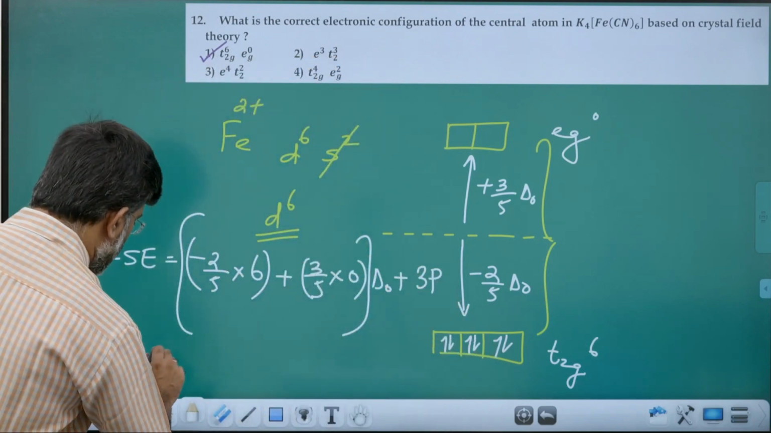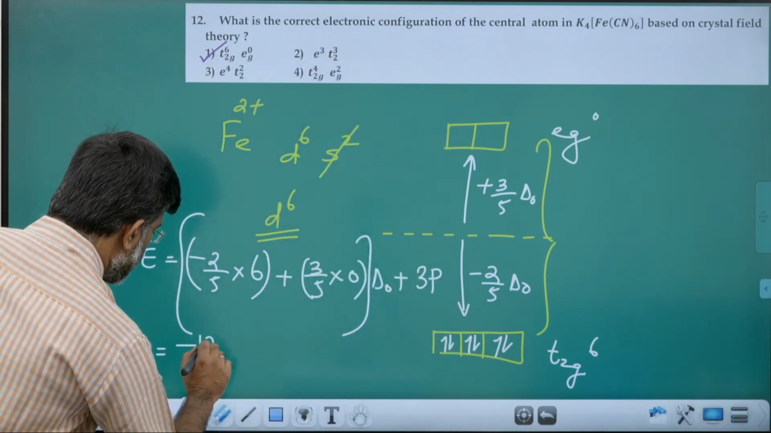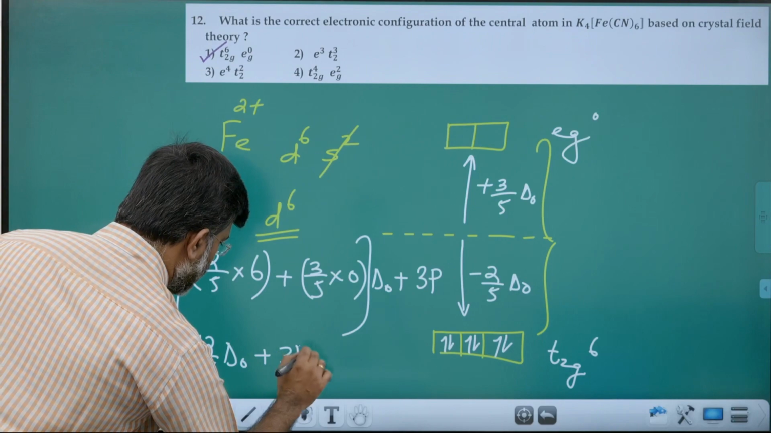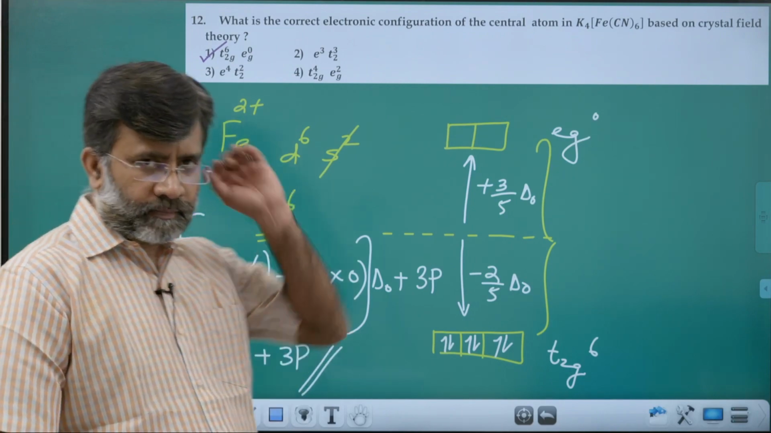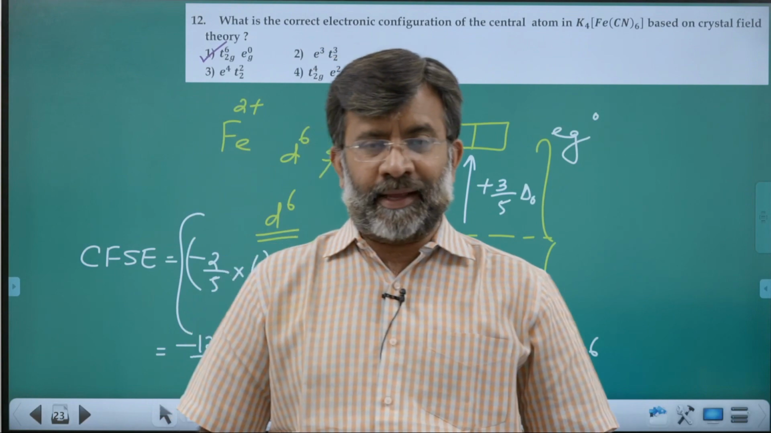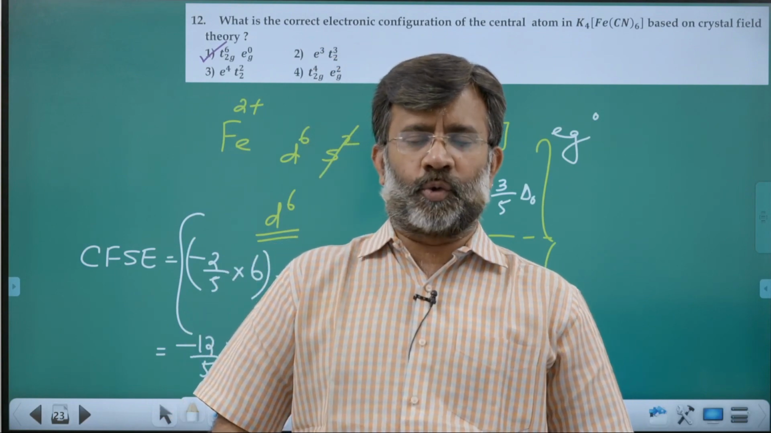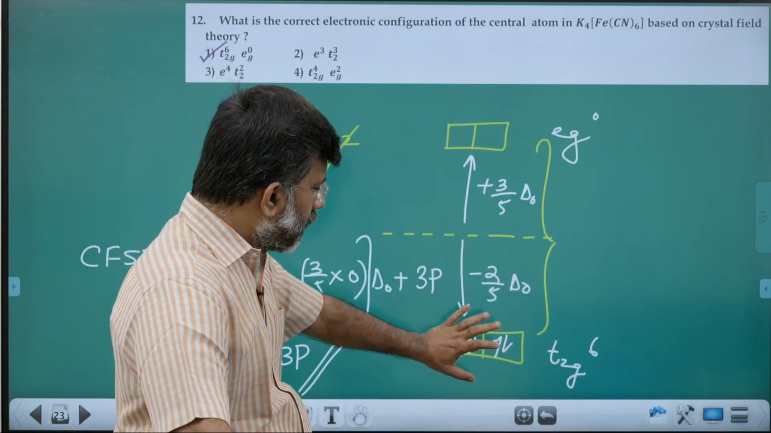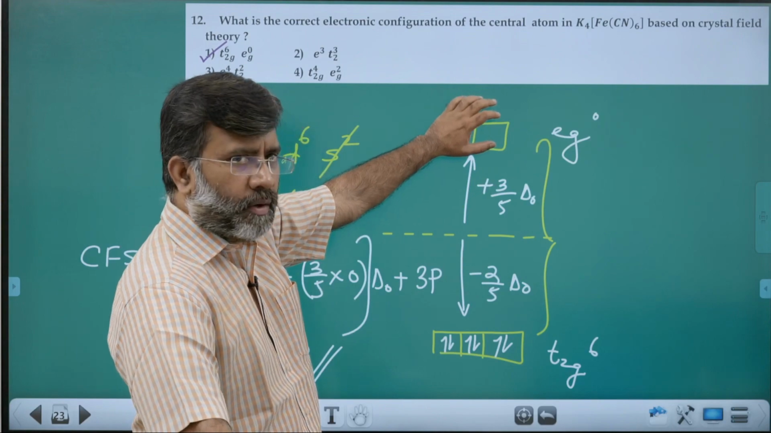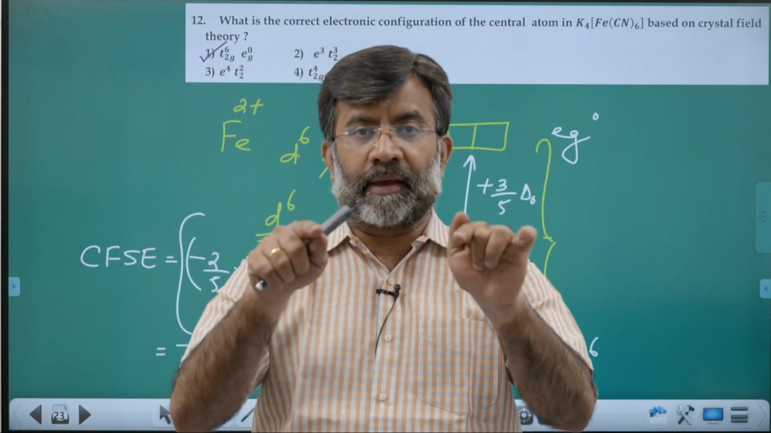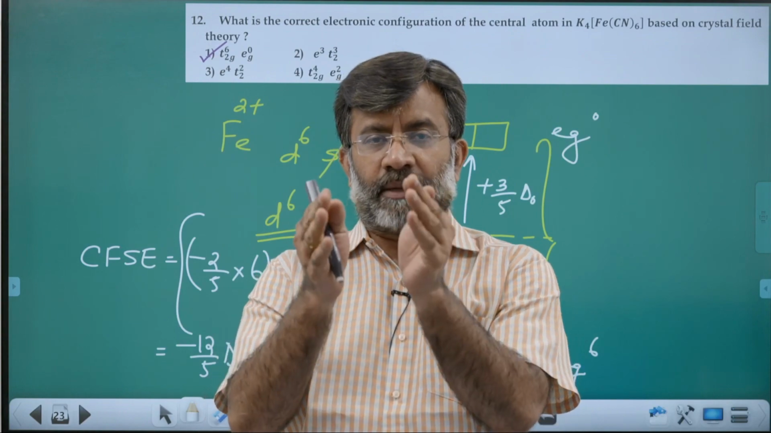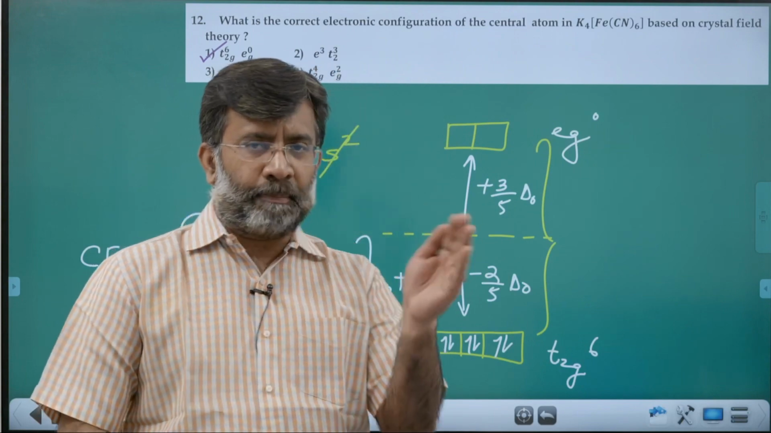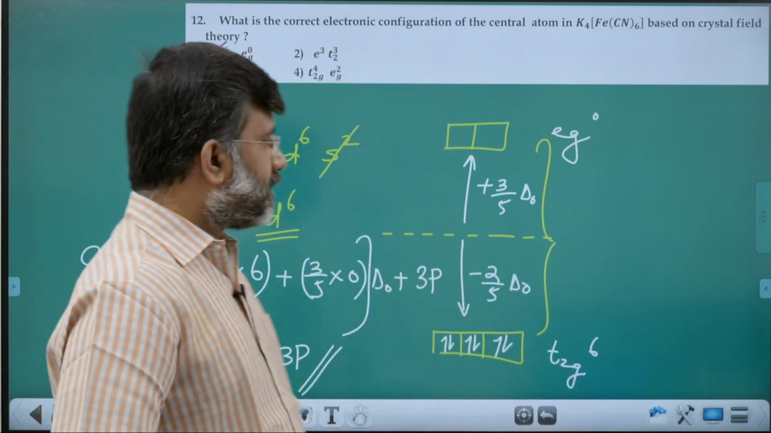So how is the calculation coming? Minus 12 by 5 delta O. This is cancelled. Plus 3P. That is the answer. So there can be a question calculating CFSE. Please work that out also. How to calculate CFSE? The dropping energy into the number of electrons here, the increase in energy into the number of electrons here, and if there is forced pairing, that has to be added. As many pairings, as many P. Here there are 3 forced pairings, so it is 3P. I think it is clear. Next.